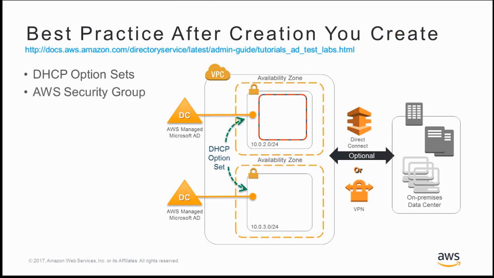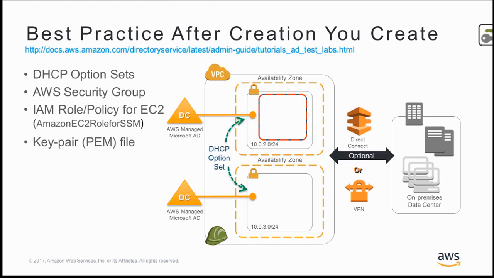Next, you'll create a security group that you'll use for your EC2 instances. Next, you'll create a role with the policy of Amazon EC2 role for SSM in your network. Next, you'll download a key pair file, or a PEM file, that you'll use to create your EC2 instances.